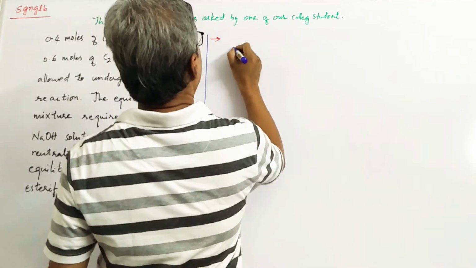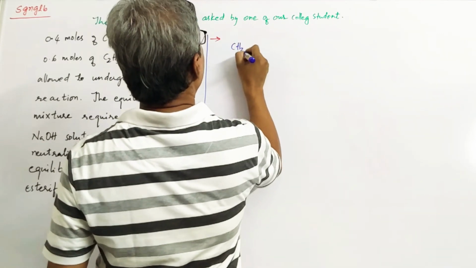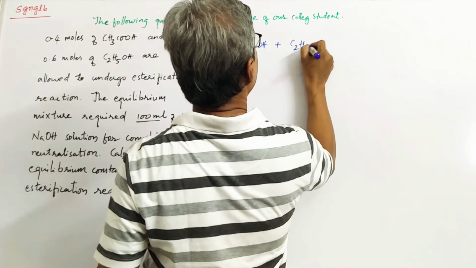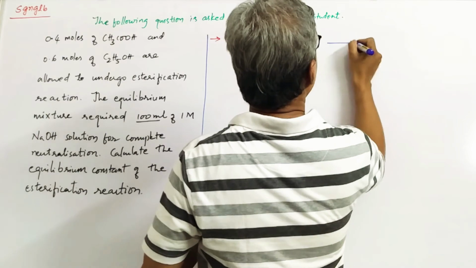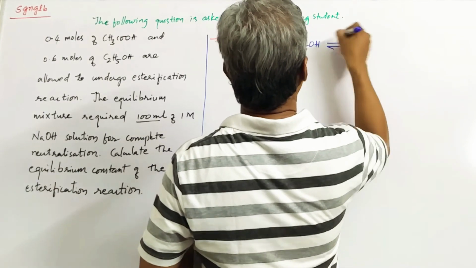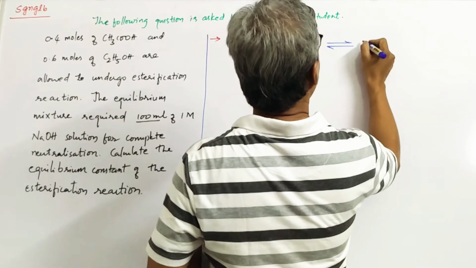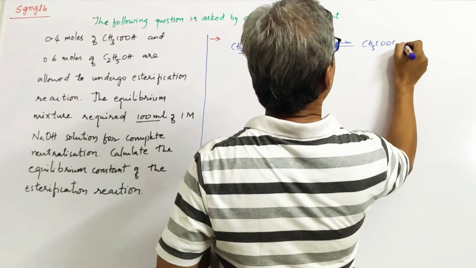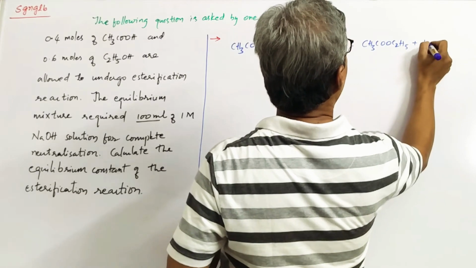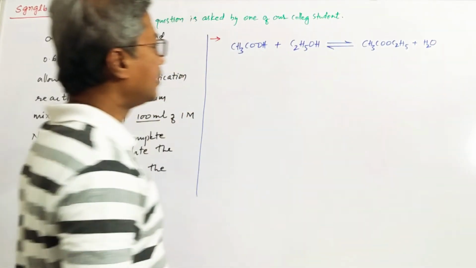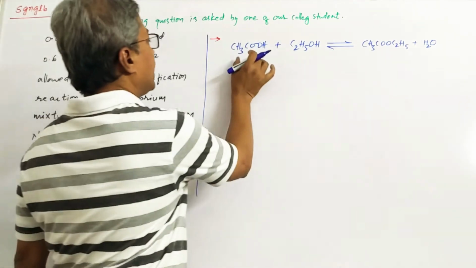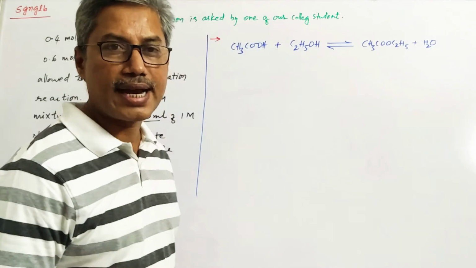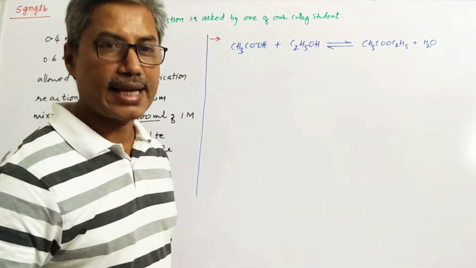First, let us write this equation. CH3COOH plus C2H5OH is allowed to undergo esterification according to the reaction conditions. Then we will get CH3COOC2H5 plus water. This is the esterification reaction. Ethanoic acid and alcohol are mixed, and if they undergo dehydration in the presence of concentrated sulfuric acid, we will get ester.